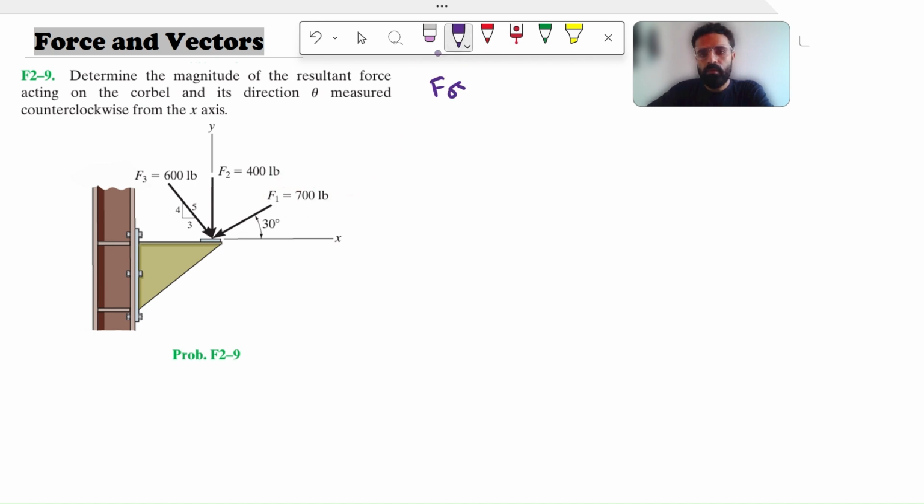So for F1, I need to find its x component and y component, horizontal and vertical. If I resolve this force, this will be the y component, this will be the x component. So this will be F1y, this will be F1x. Here you can see that both components will be negative because the direction of the x component is on the left and the direction for the y component is downward. So both x and y components will be negative for the F1 force.